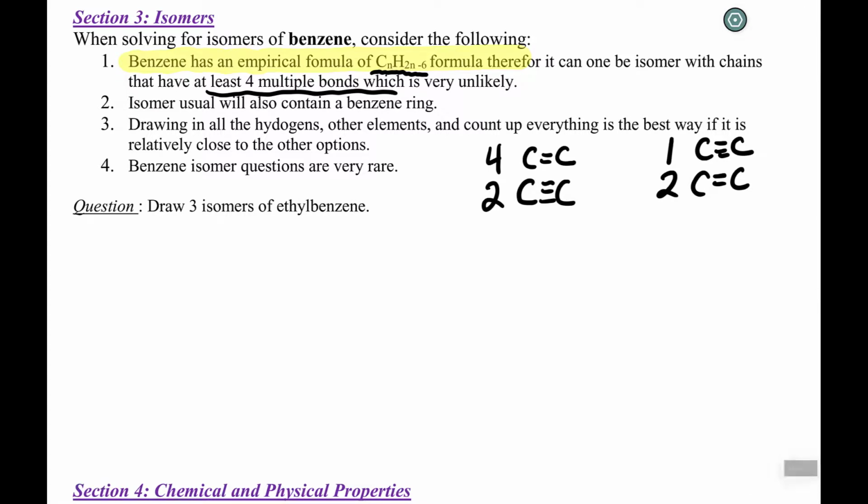So it's unlikely to be tested, but we'll go through a few anyways. Let's start with this one. It says, draw 3 isomers of ethylbenzene. If I was to draw ethylbenzene, it would look something like this.